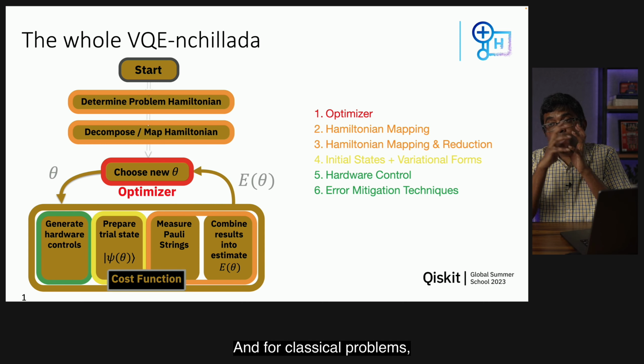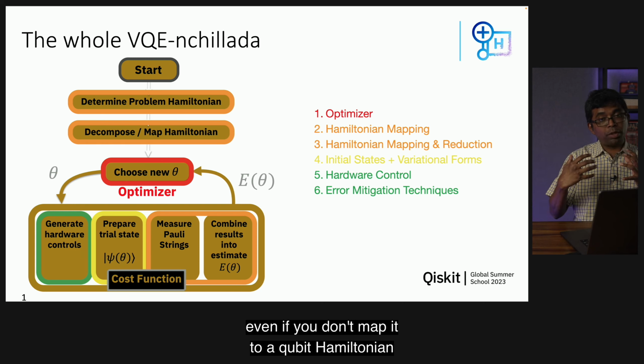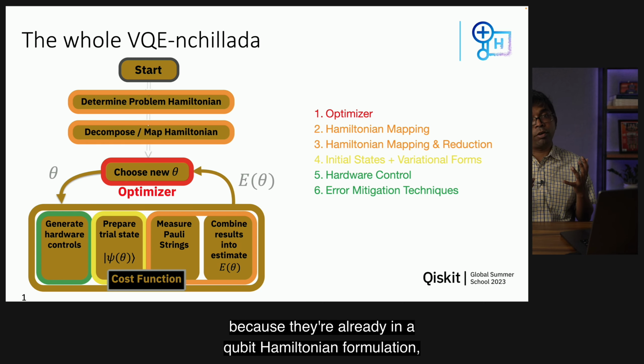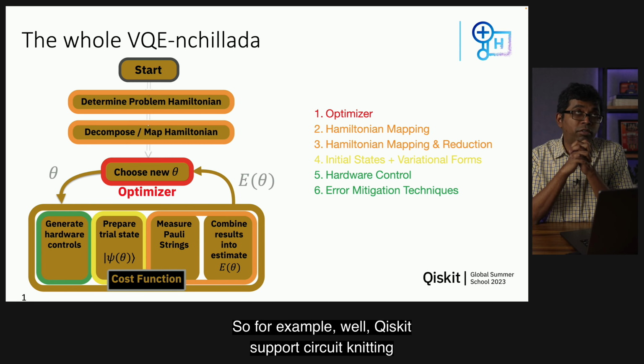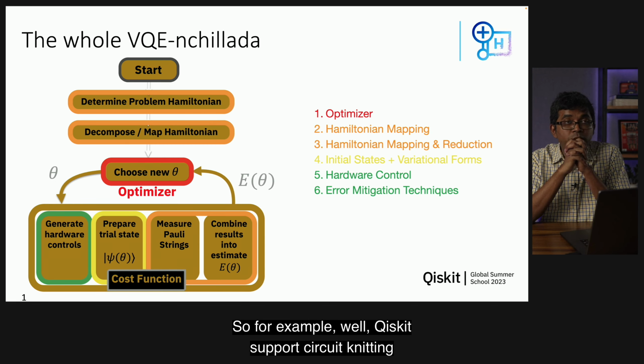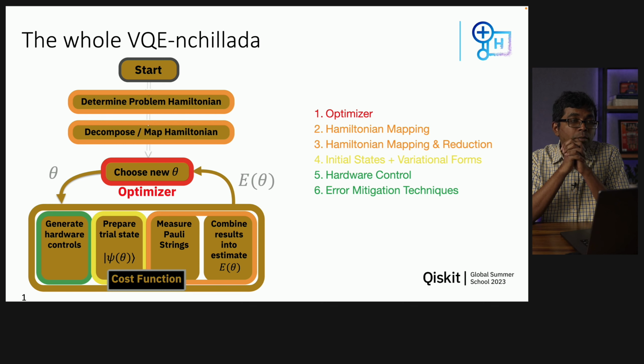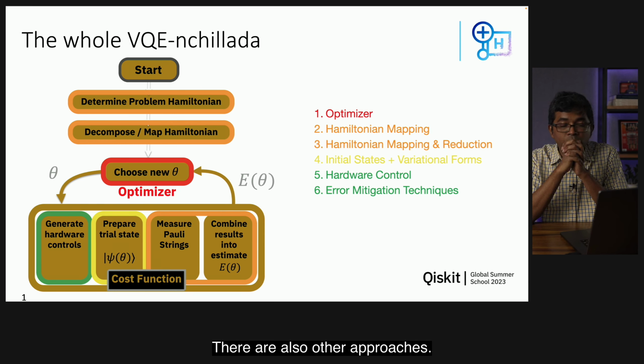And for classical problems, even if you don't map to a qubit Hamiltonian because they are already in a qubit Hamiltonian formulation, you could still do some kind of reduction. For example, Qiskit supports circuit knitting or wire cutting techniques. There are also other approaches.